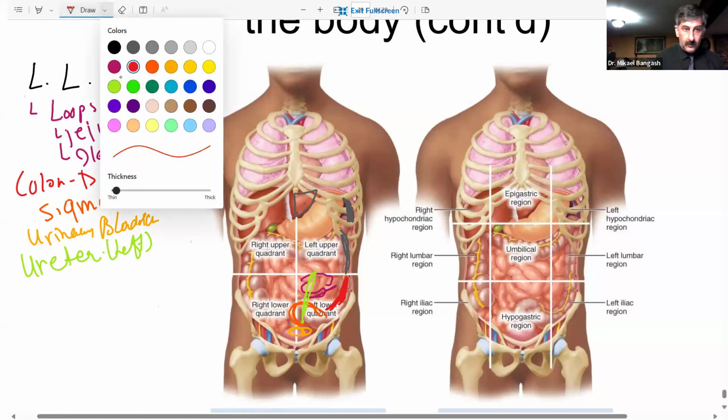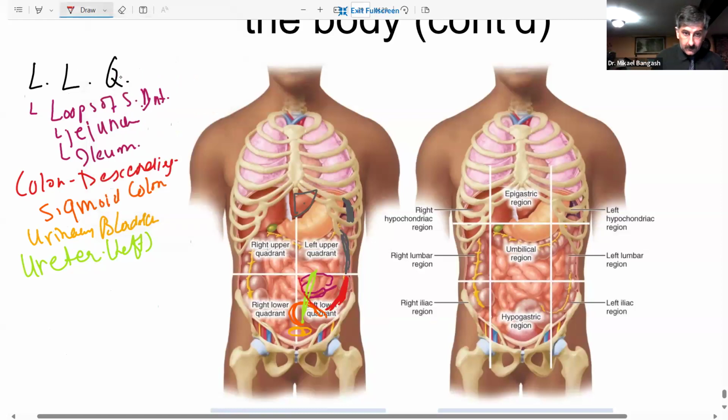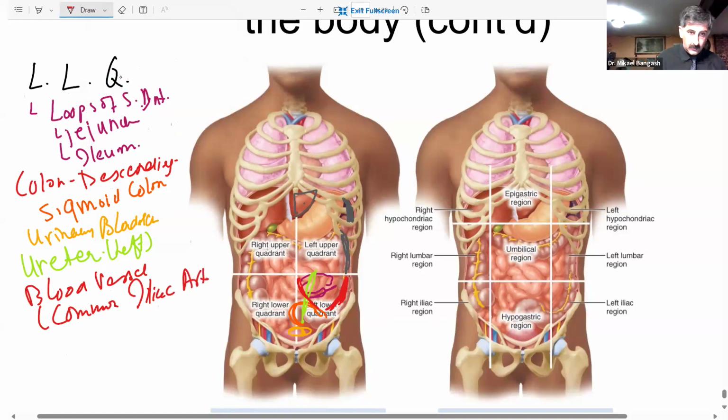As far as your blood vessel is concerned, here we have blood vessel. Mainly, what we call the common iliac artery. And then of course, it's going to further branch out also.